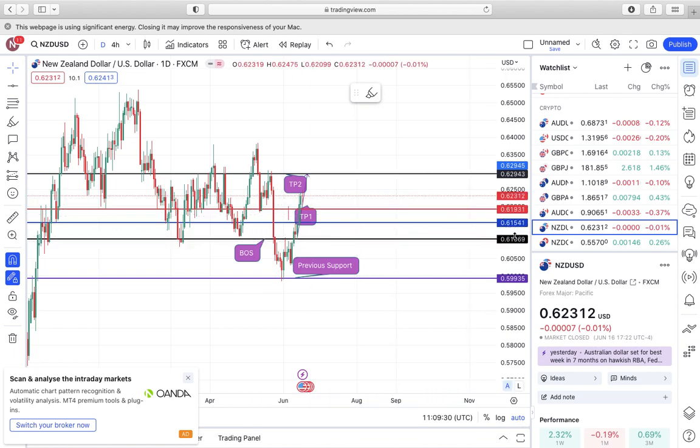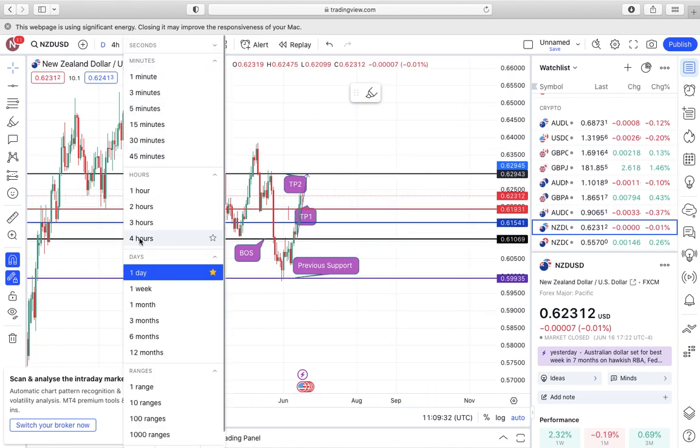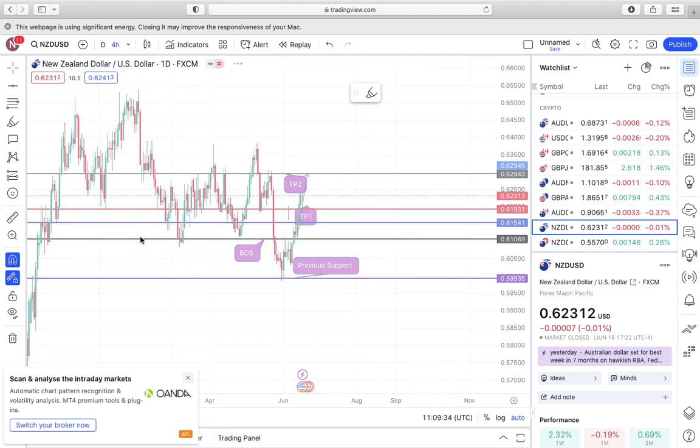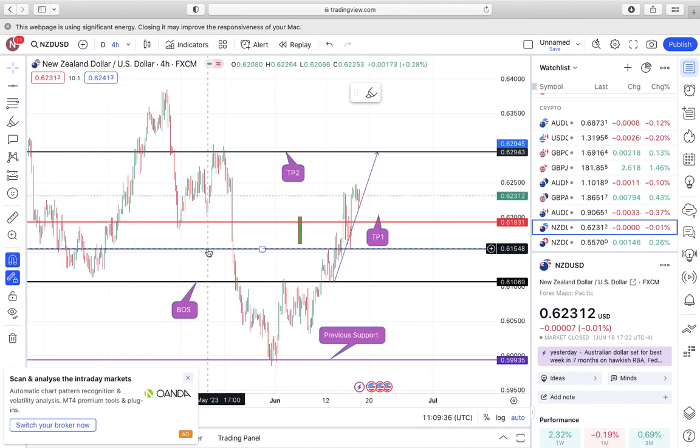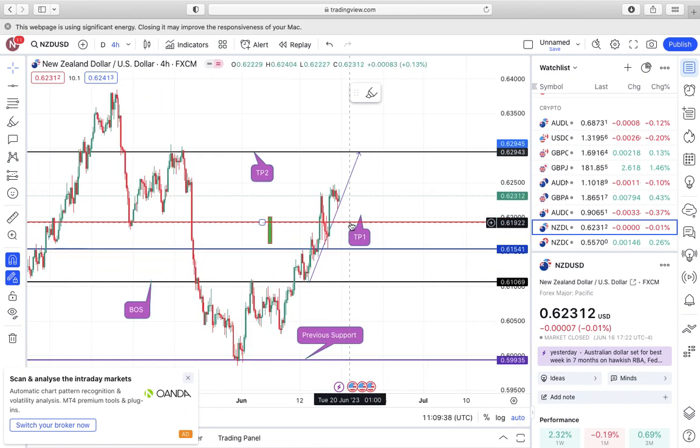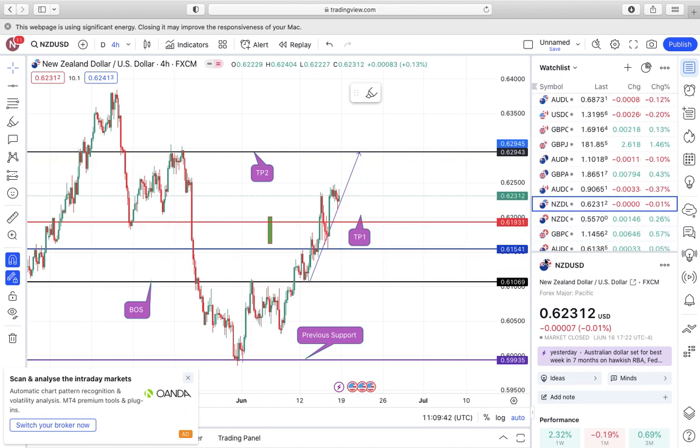You can see what we did, guys. You can put that on a lower time frame for you to see how big that market was. This is one we did. TP1 was hit. We are heading to TP2. Thank you, guys. That was my time.